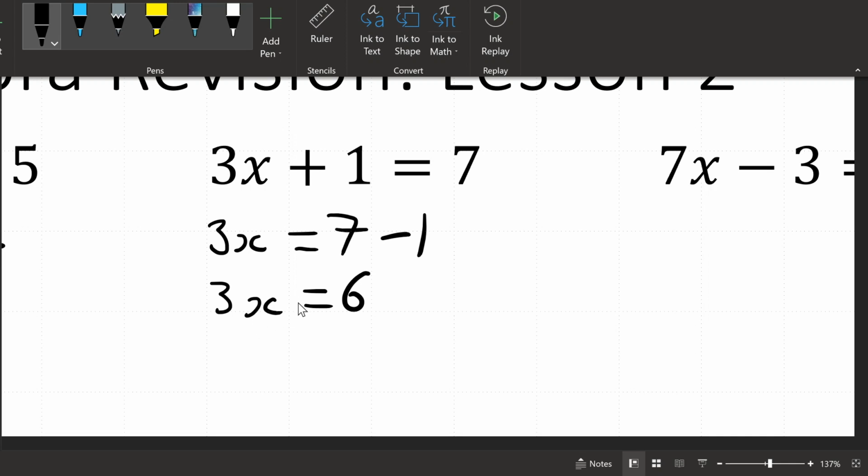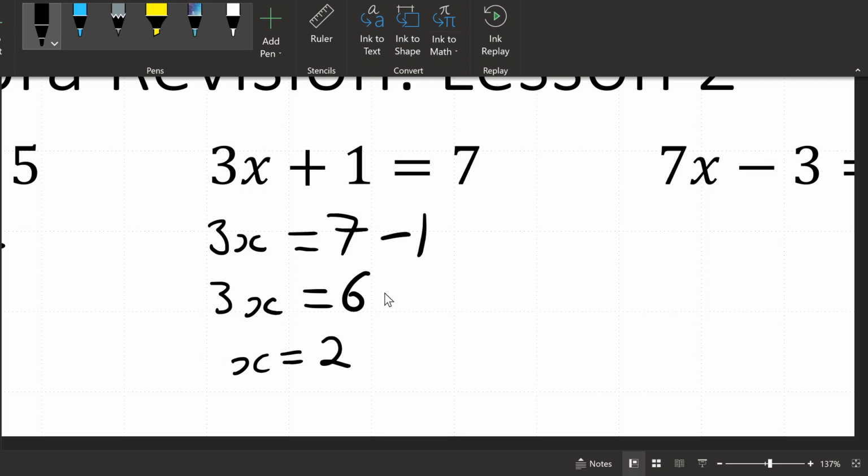So 3x equals 6. So what we can say is if 3 packets of sweets is equal to €6, it makes sense that each packet of sweets is equal to €2. So we're dividing both sides of the equation by 3, aren't we? So we're dividing this side by 3, we're dividing this side by 3. 3x divided by 3 is x. 6 divided by 3 is 2.